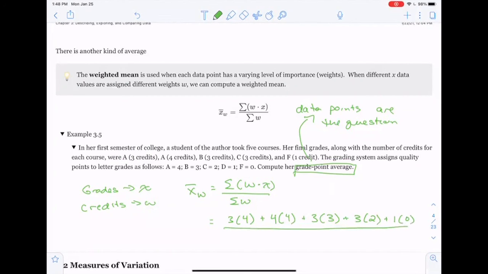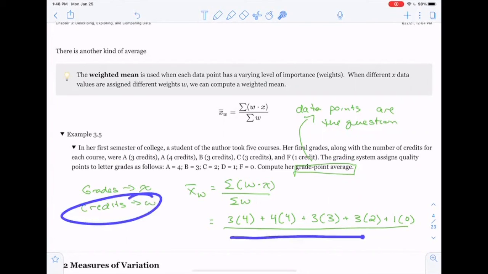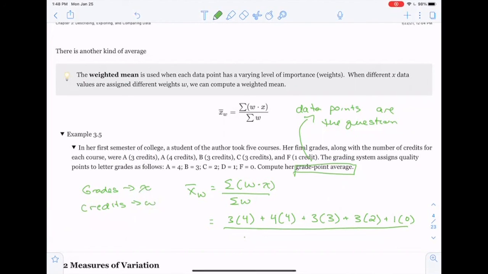Divide it by, because my weights are the credits, the sum of my weights: 3 plus 4 plus 3 plus 3 plus 1. If I do that, I get 43 divided by 17, and I'll get a GPA of 3.07.